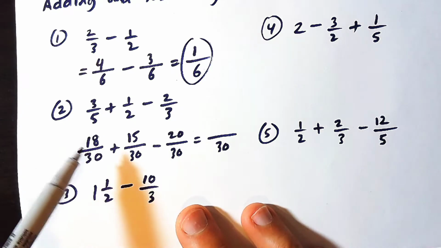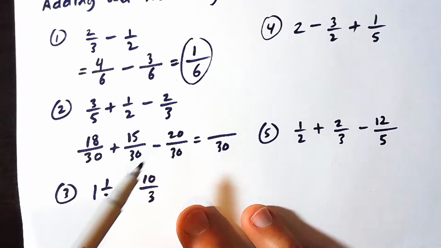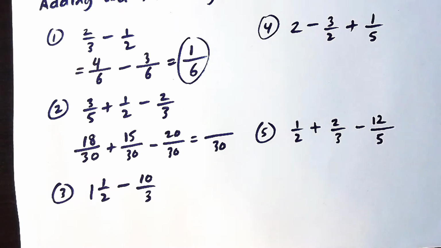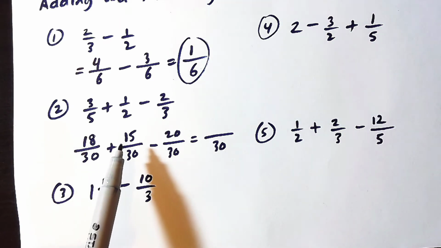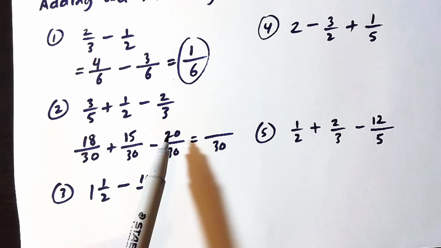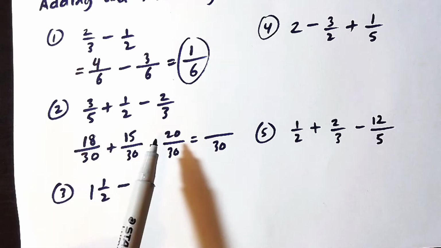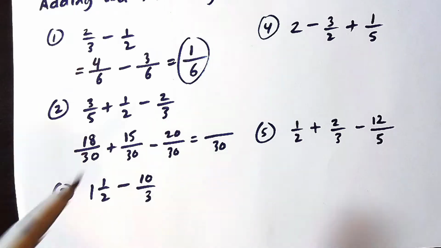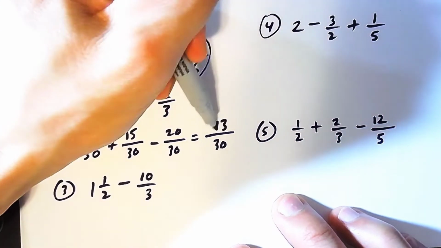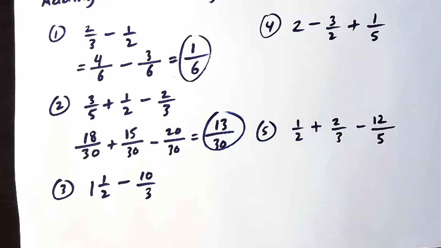And this is where we simply go 18 plus 15 minus 20. So one way of doing it is thinking 15 minus 20 is going to be negative 5. And what we have is 18 and negative 5. 18 minus 5 is going to be 13. And there's our final answer.